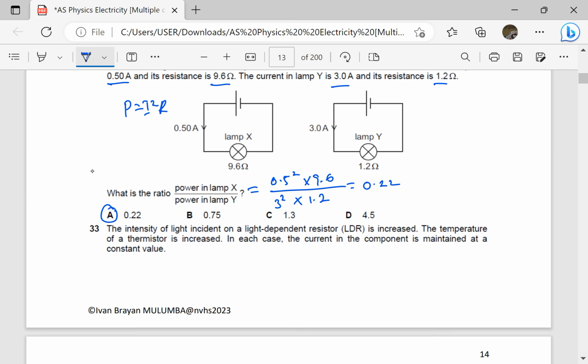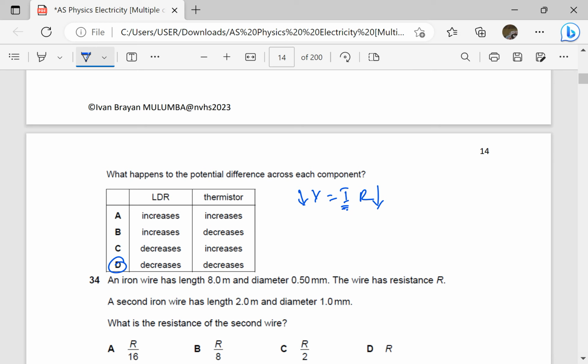When intensity of light increases, resistance of the LDR decreases. When the temperature of the thermistor increases, resistance decreases. If the current is the same, from V equals IR, it means V decreases in both cases.